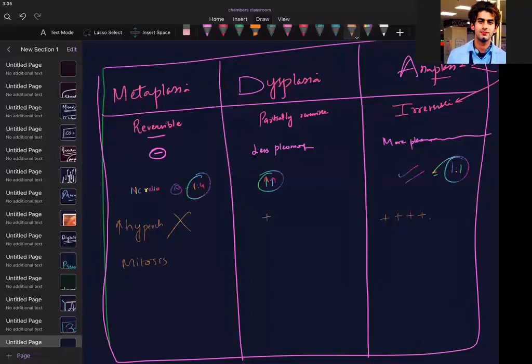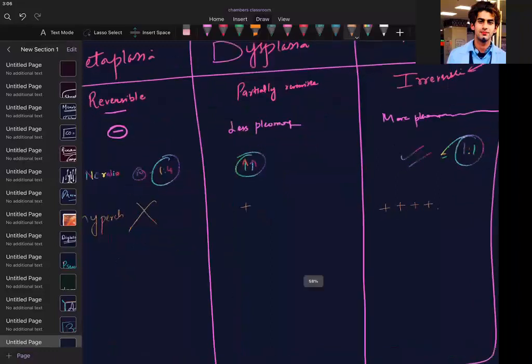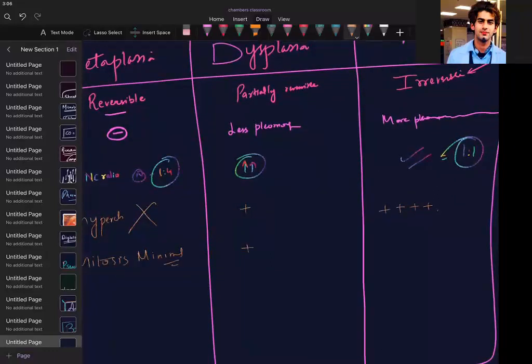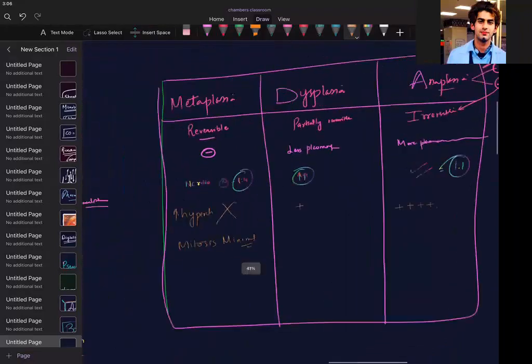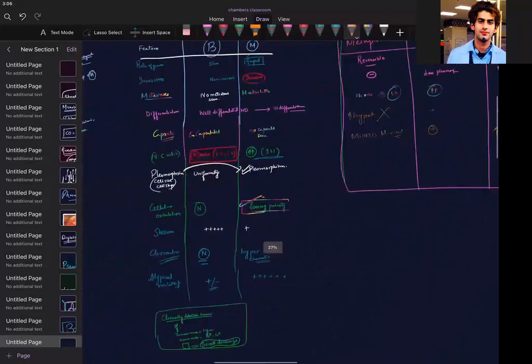Metaplasia means changing one cell to another type of cell, but a differentiated one. Yeah, mitosis should be minimal. Here it should begin to increase. And then here you can say more amount of mitosis and atypical, isn't it? Can we understand the feature? Isn't it? Atypical. Okay.